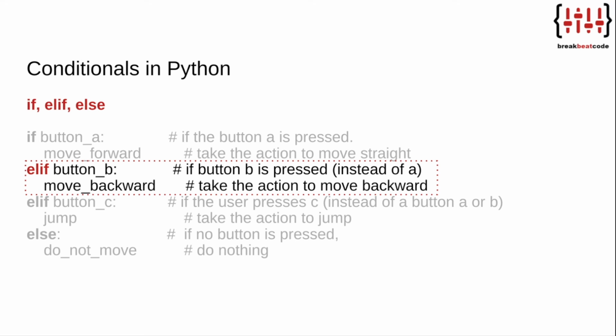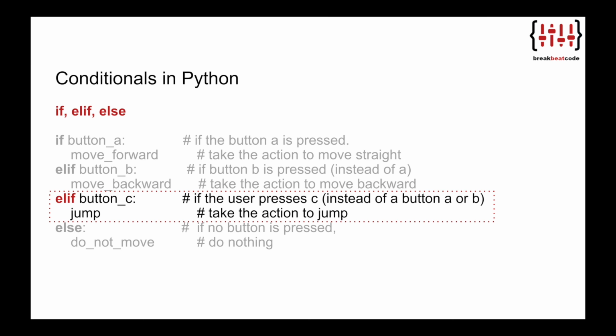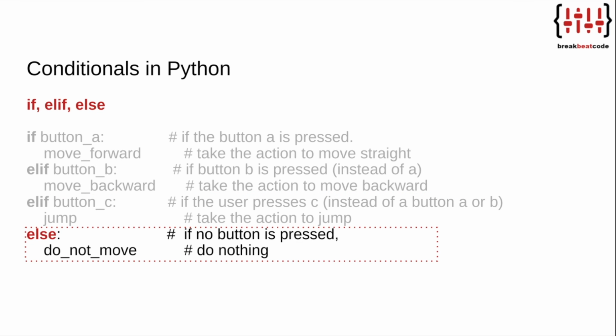If button B is pressed instead of A, the character in the game will move backward. If A or B are not pressed, then it's going to check the next condition. Elif button C, jump. If the user presses button C instead of button A or B, the character will jump. Else, do not move. If no button is pressed, the character will stand still.